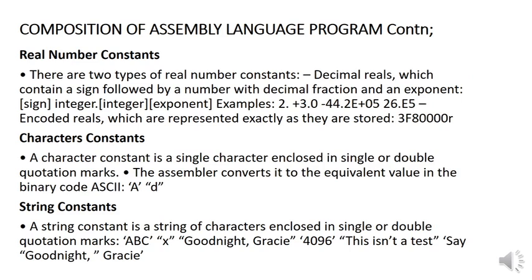There are two types of real number constants. Decimal reals, which contain a sign followed by a number with a decimal fraction and an exponent, and encoded reals, which are represented exactly as they are stored. Examples are plus 3.0, minus 4.4, and 2.6e plus 5.